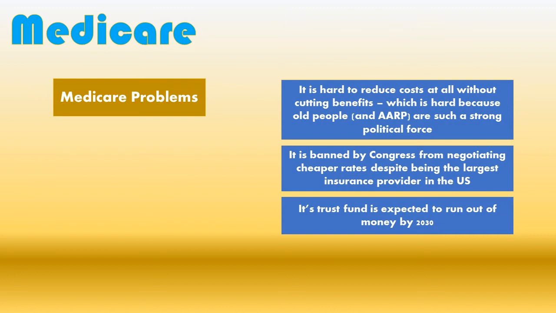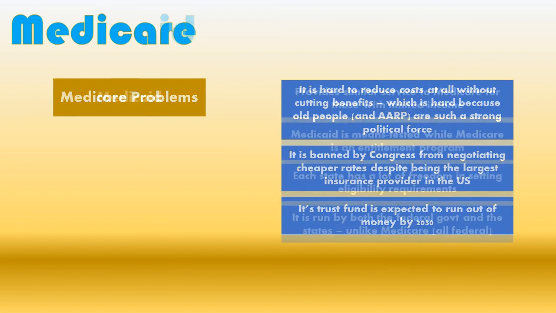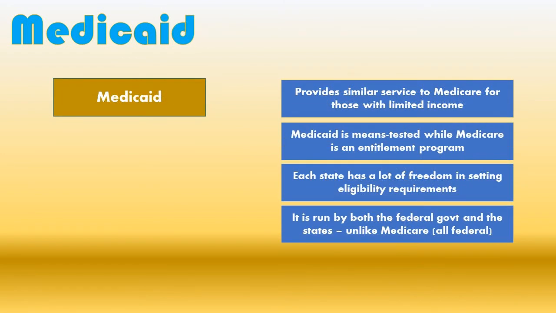Medicare is prevented from negotiating, even though it's the biggest health insurance provider in the country, and so that's a big problem. That's one of the reasons that the costs are so high, and it's one of the reasons why Medicare's trust fund is expected to be out of money by the end of this decade.